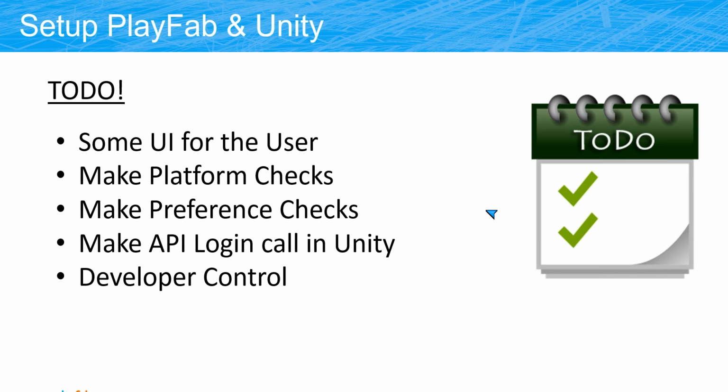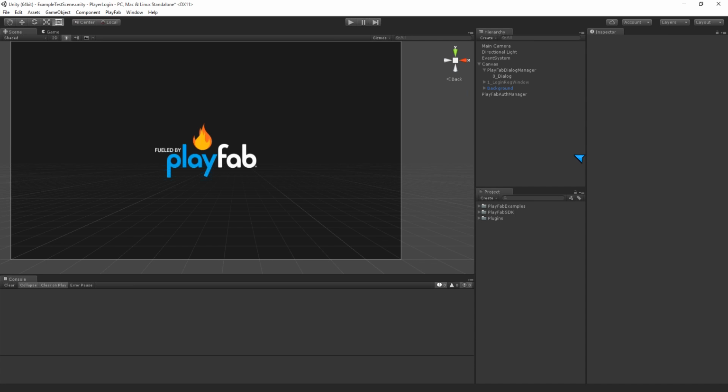And then we're going to make some API login calls, and I'm going to show you a couple different ways that you can do that. Lastly, this is not as much of a to-do as it is a concept of giving the developer the control of how to authenticate into the game. So I'm going to jump right into our Unity example, and let me explain a little bit of what I have going on here.